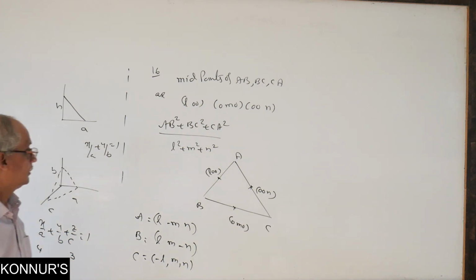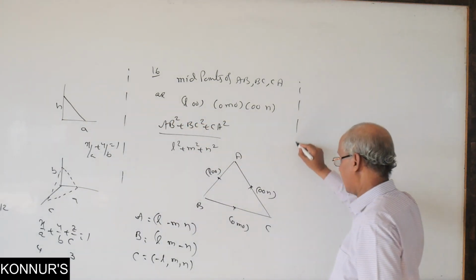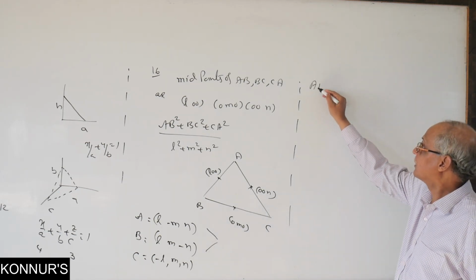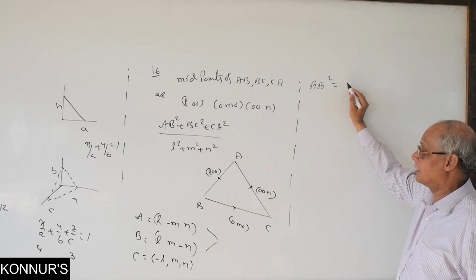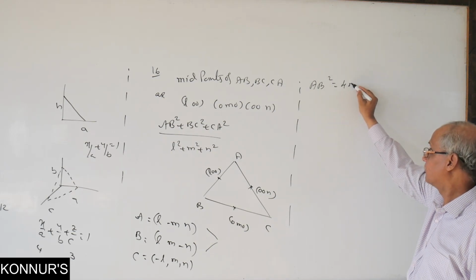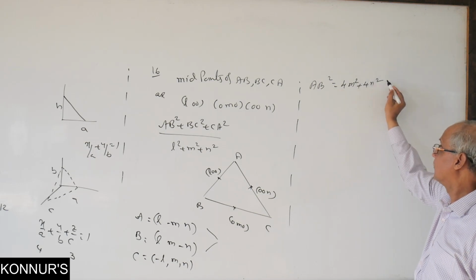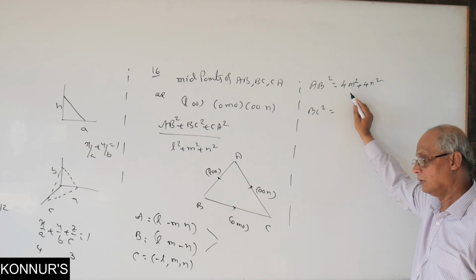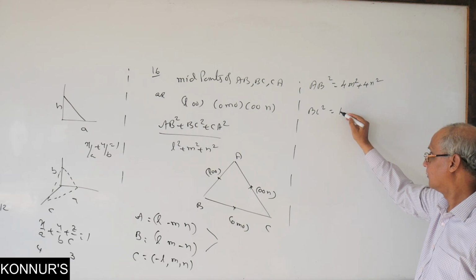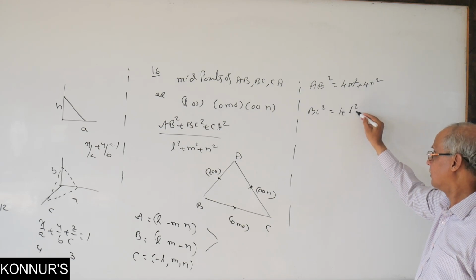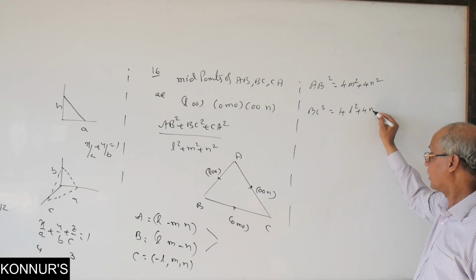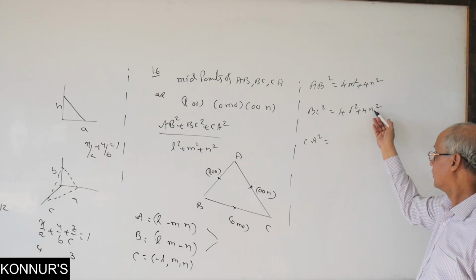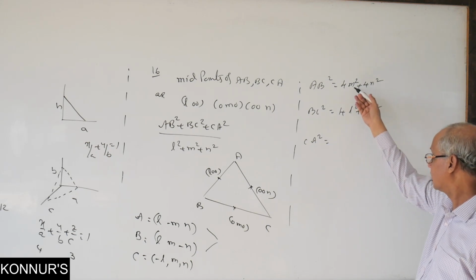Find AB square, using the distance formula, these two. What is AB square? Because L is cancelled, 2M whole square, 4M square. BC square, by cyclic order you can write that. M is the same, cancelled, 4L square. CA square, cyclic, which is missing, MN. You have to get L.